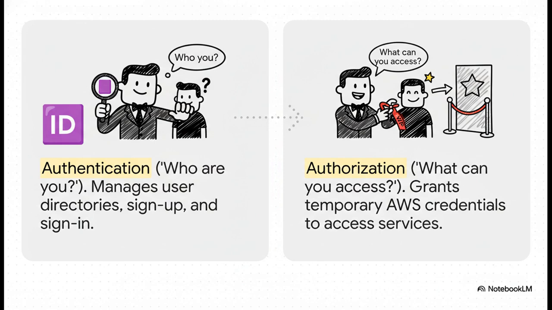Think of it like this. The user pool is the bouncer at the front door of a club, just checking your ID. That's it. On the right, you've got identity pools. They handle authorization. So after the bouncer confirms who you are, the identity pool is what gives you that VIP wristband. It answers the next question. Okay, now that you're in, what can you actually do? What can you access? Authentication first, then authorization.